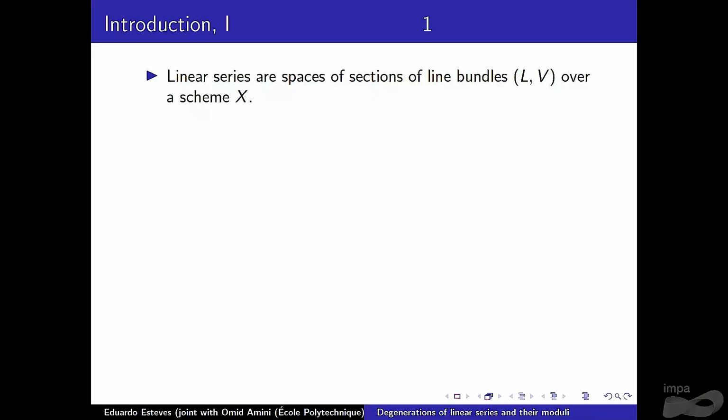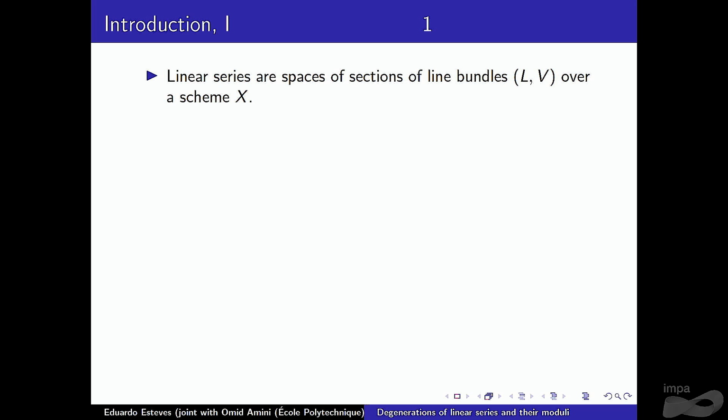Okay, so let's briefly recall what we're talking about. Linear series, I mean, they have been introduced here before. These are just spaces of sections of line bundles. So L is the line bundle, and V is the space of sections over any scheme.